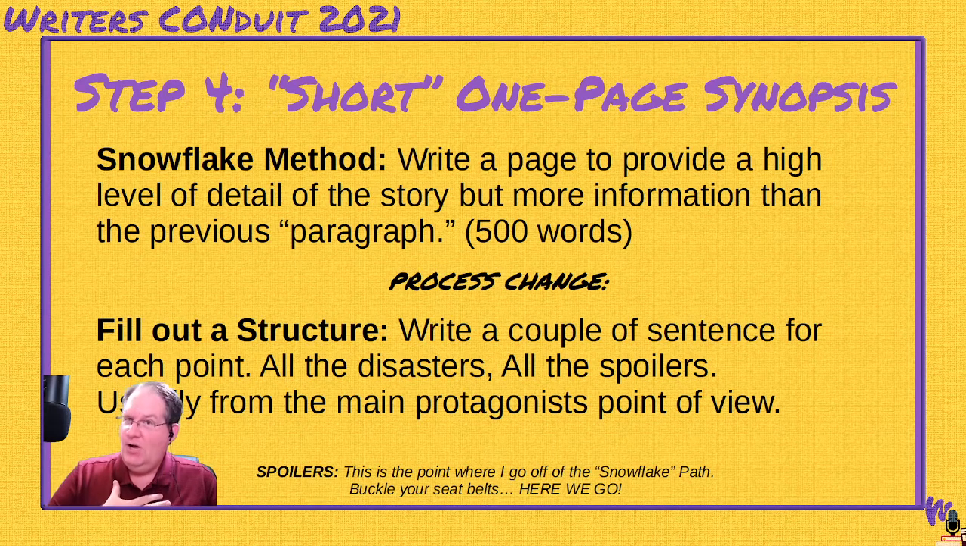Now, this is how I do it. This is where we're going to start seeing a divergence between the Snowflake method and the method that I follow. What I do is I write a couple of sentences for each point in a story structure that we described before. And this includes all the disasters, all the spoilers, and usually from the main protagonist's point of view.